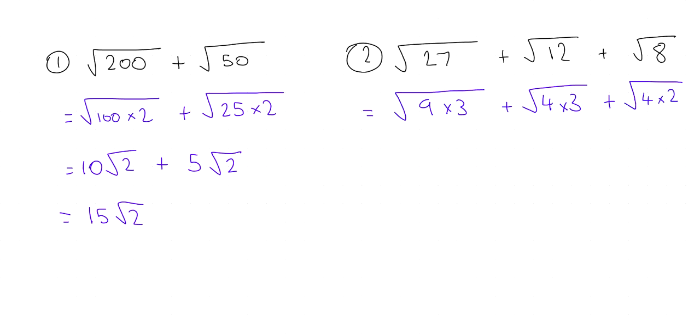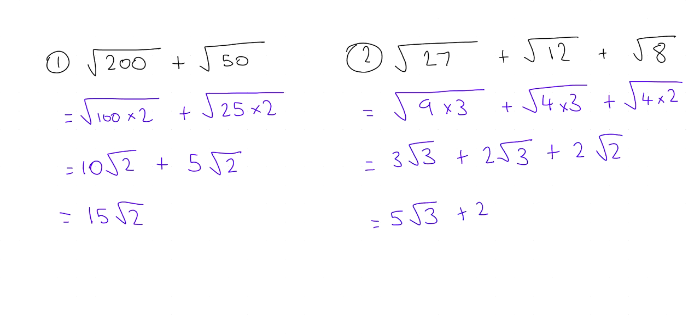All right, so let's pull out all our square roots. The square root of 9 is 3, and I'm left with root 3. The square root of 4 is 2, and I'm left with 2 root 3. And then I pull out the square root of 4, which is 2, and I'm left with root 2. Right, now these two match, so I can put those together. So 3 plus 2 is 5. So I have 5 lots of root 3. And then I'm still left with 2 lots of root 2.